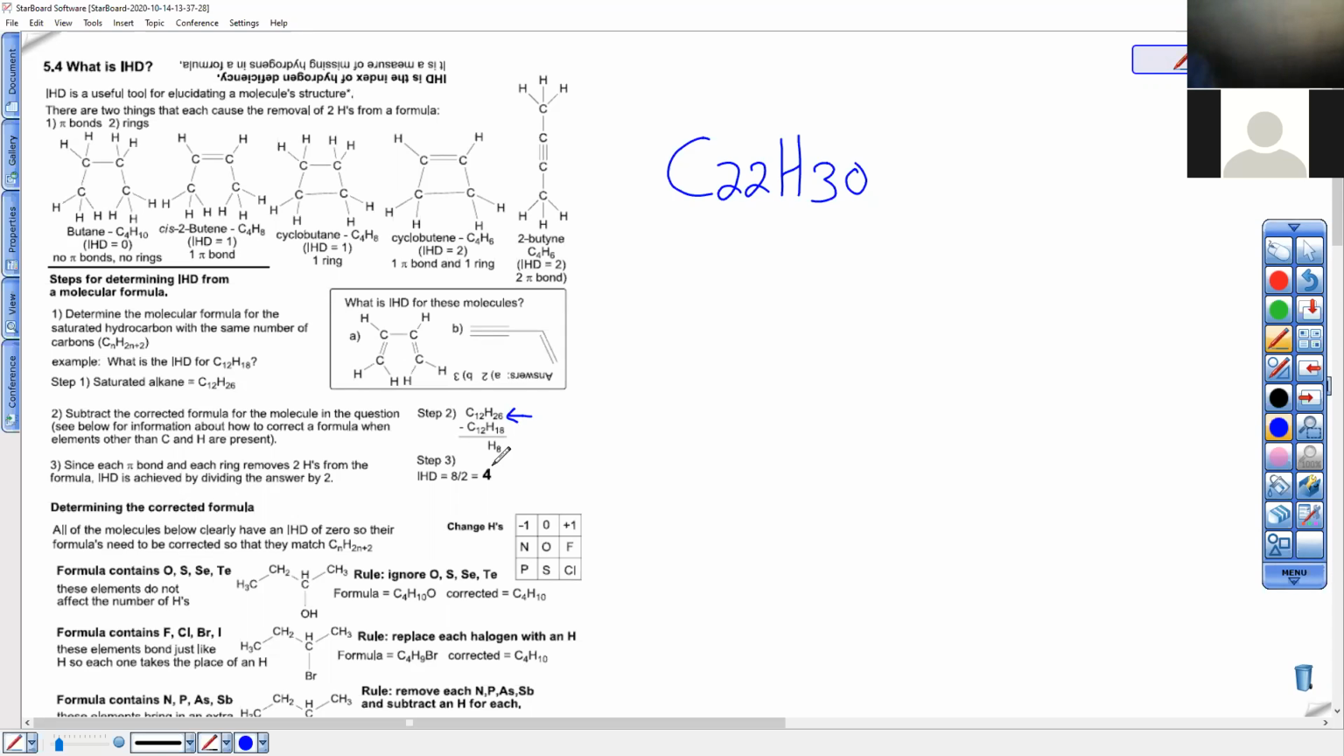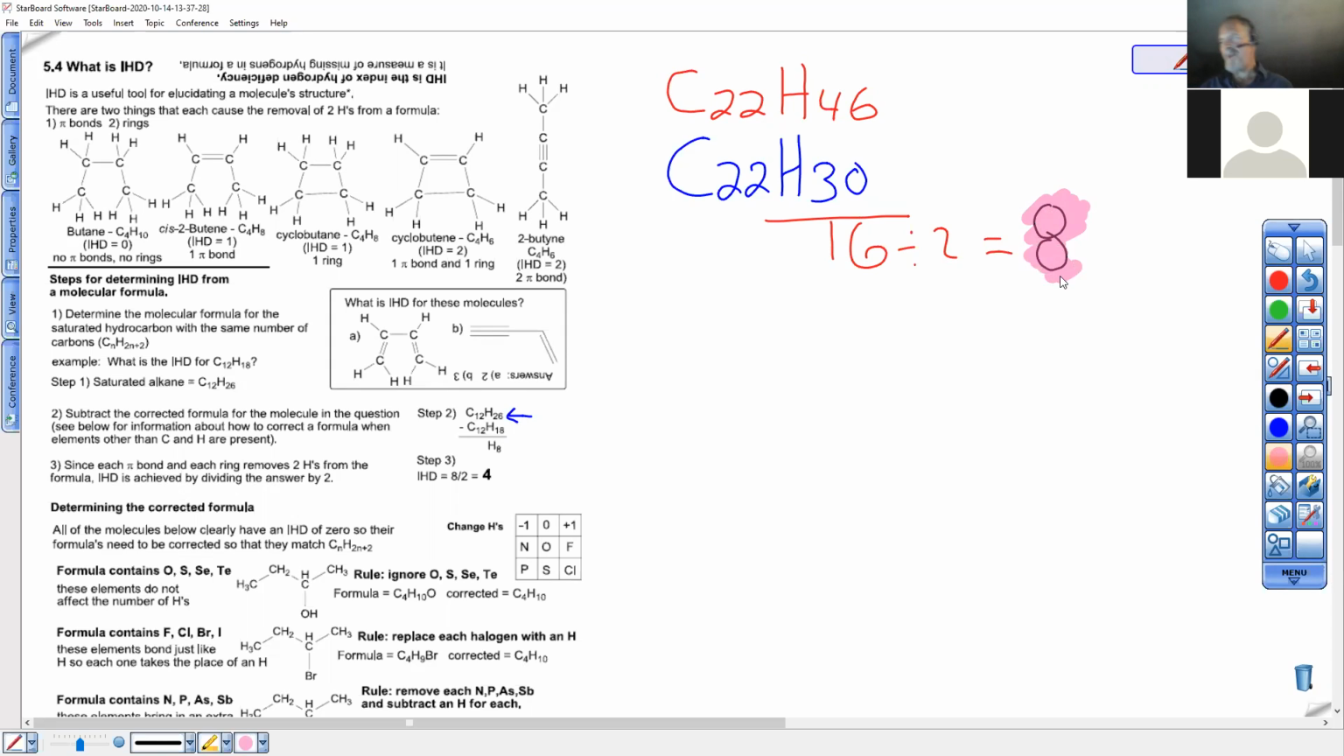So we're going to do our own right here. What's 2 times 22? It's 44. Add 2. H46. Subtract. 16 divided by 2, your final answer is 8. So this molecule over here could have 8 rings. It could have 7 rings or 1 pi bond. It could have 6 rings and 2 pi bonds. It could have 5 rings and 3 pi bonds. Should I go all the way to the end? No. The end would be 8 pi bonds, 0 rings.